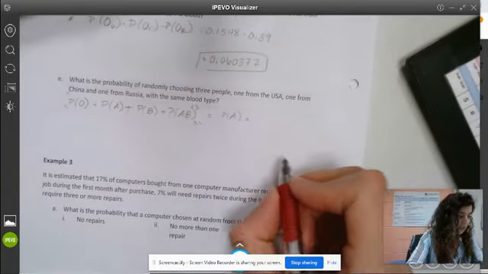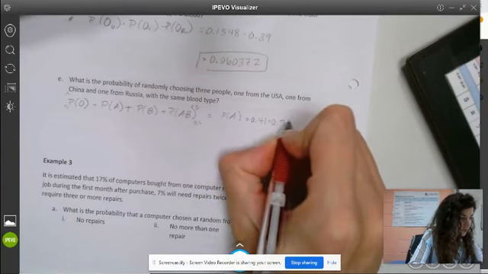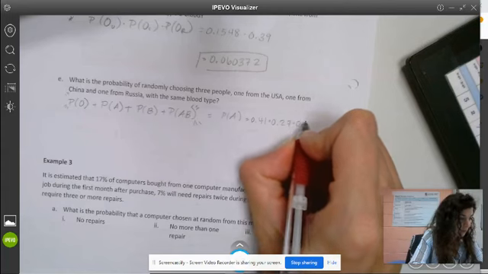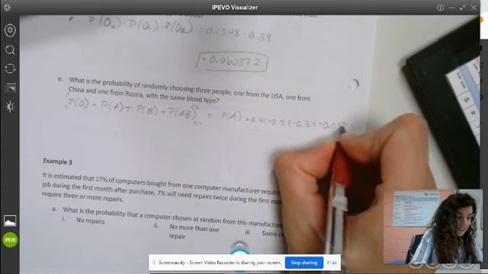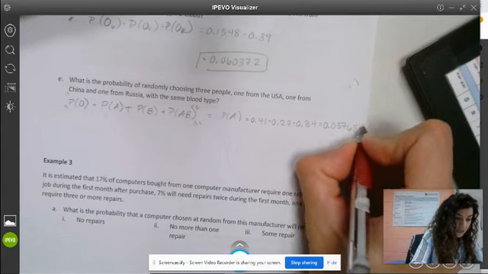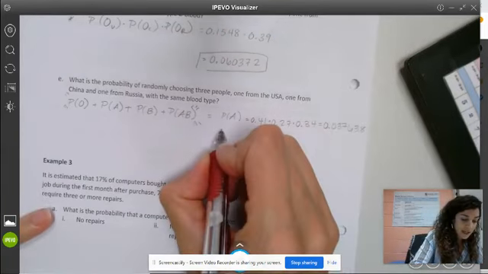So I need to multiply all of those together. 0.41 times 0.27 times 0.34, and I should get 0.037638. So a very small percentage, almost 4%, but not even quite that.